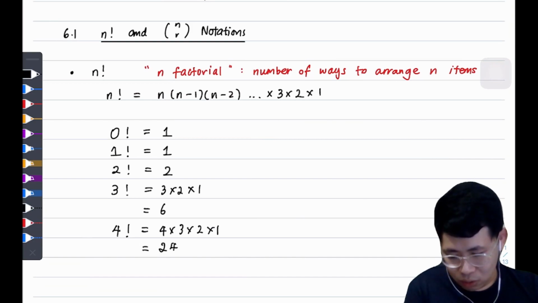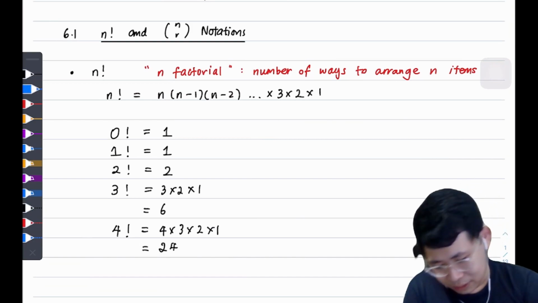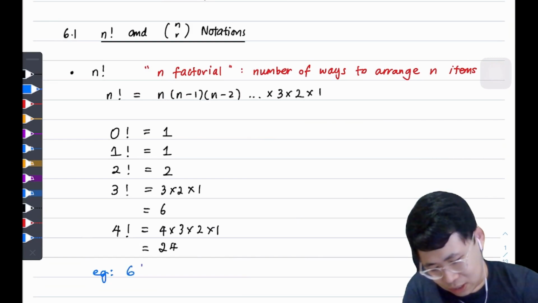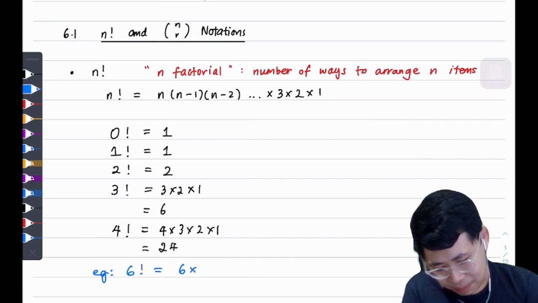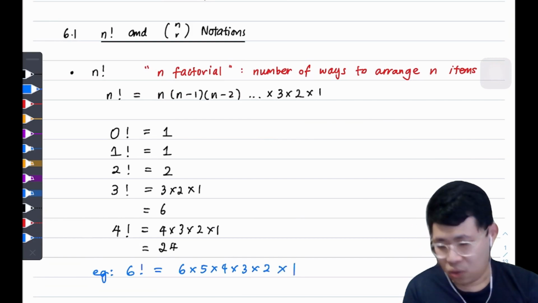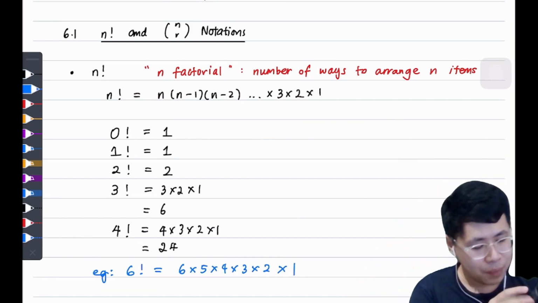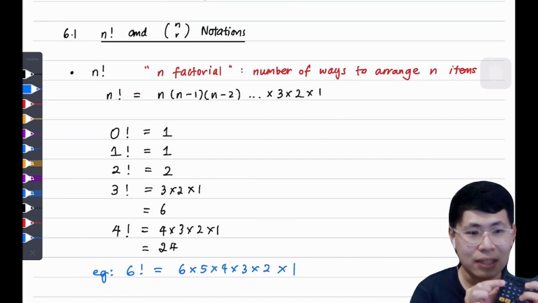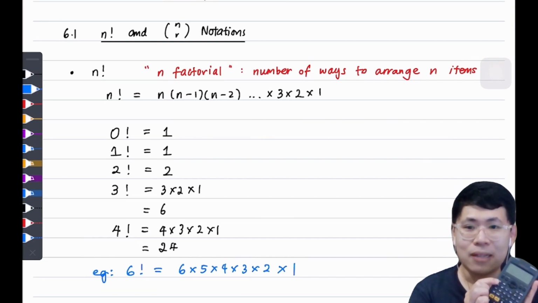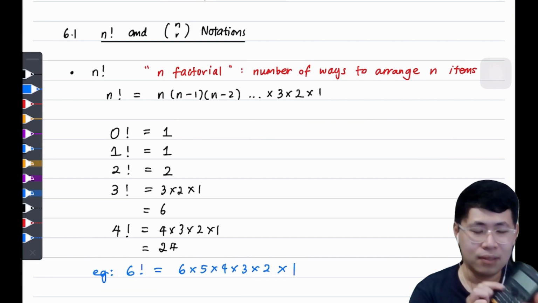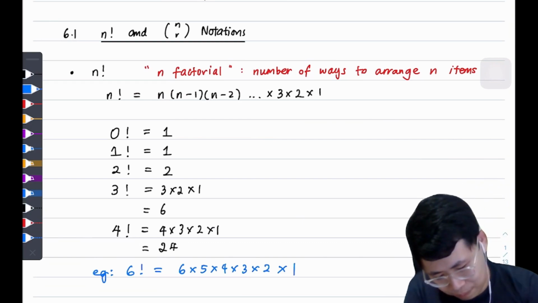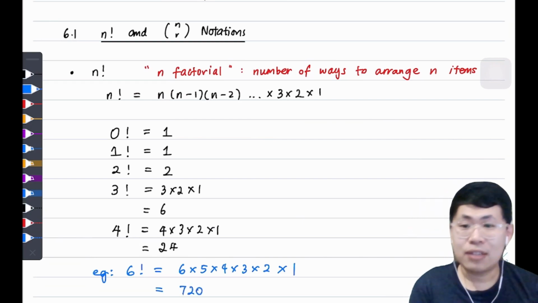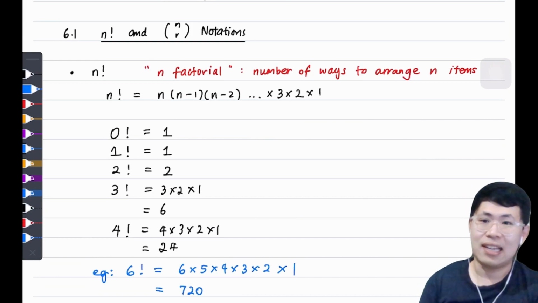So let's say I were to look for 6 factorial. Let me give you another example. What would that look like? That would look like 6 times 5 times 4 times 3 times 2 times 1. On our calculator, in the upper right corner, beside the apps, there's a factorial button. You can type in 6 and then press the button over there. It will give you 720. So there are 720 ways to rearrange 6 items.